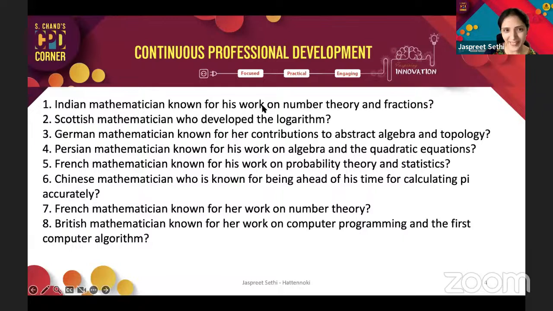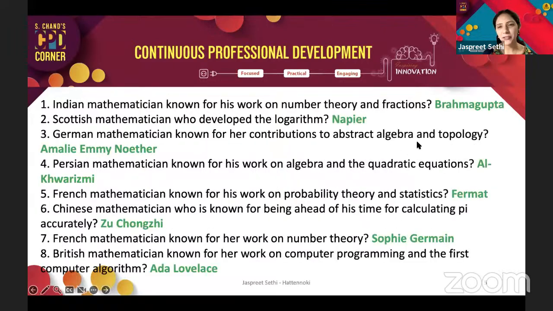I have some right answers somewhere. I'll give out as I finish reading. So a lot of people are saying Napier for the second one, Sophie Germain. Yeah, actually, Alan Turing, no. For math, yes. We'll talk about that. So British mathematician known for her work on computer programming and the first computer algorithm. Anyone for 8? So now I have maybe people who do know, maybe people have started Googling.